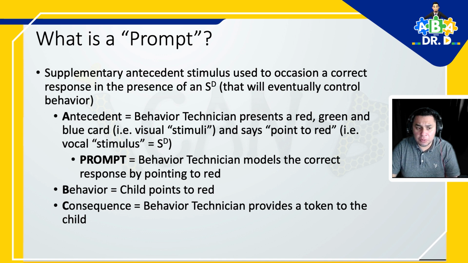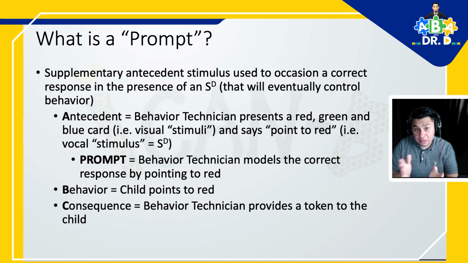Okay, so the first bullet point says a prompt is a supplementary antecedent stimulus used to occasion a correct response in the presence of an SD that will eventually control the behavior. Okay, so at this point what's going on is that particular SD, that instruction that we're providing, has no control whatsoever. We have no response, and it's normal because the learner does not have a history responding to that. There's been no history of any kind of reinforcement or any kind of exposure to this particular type of instruction. So that's why these prompts are going to be really crucial for us to implement correctly.